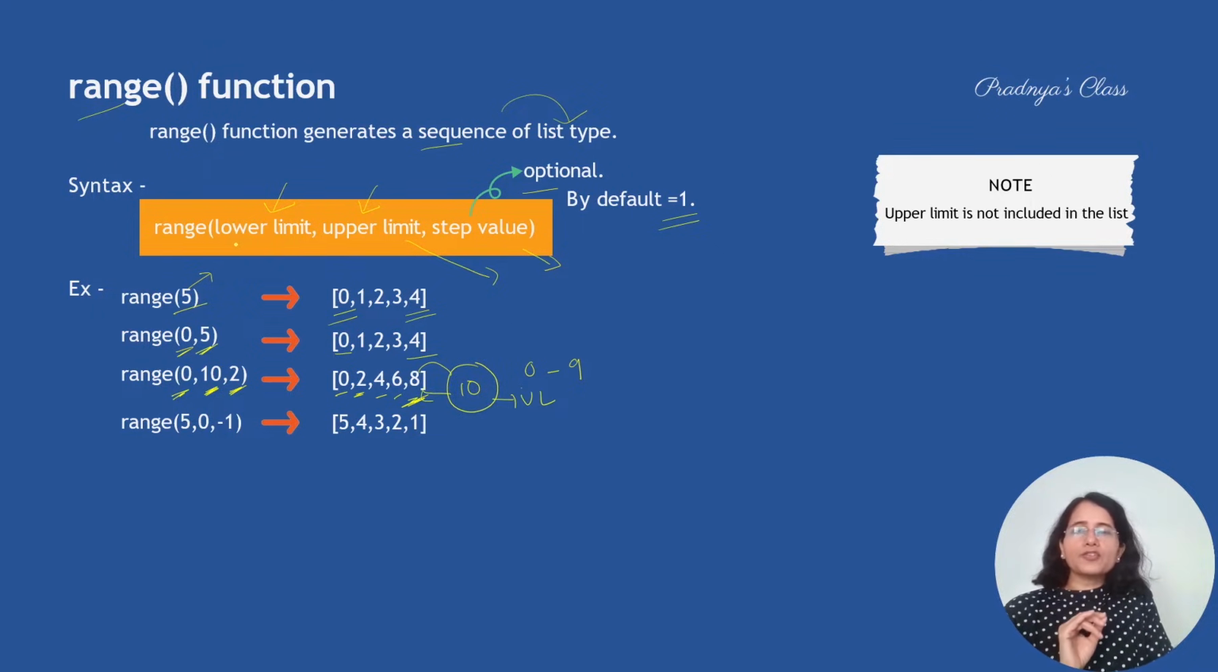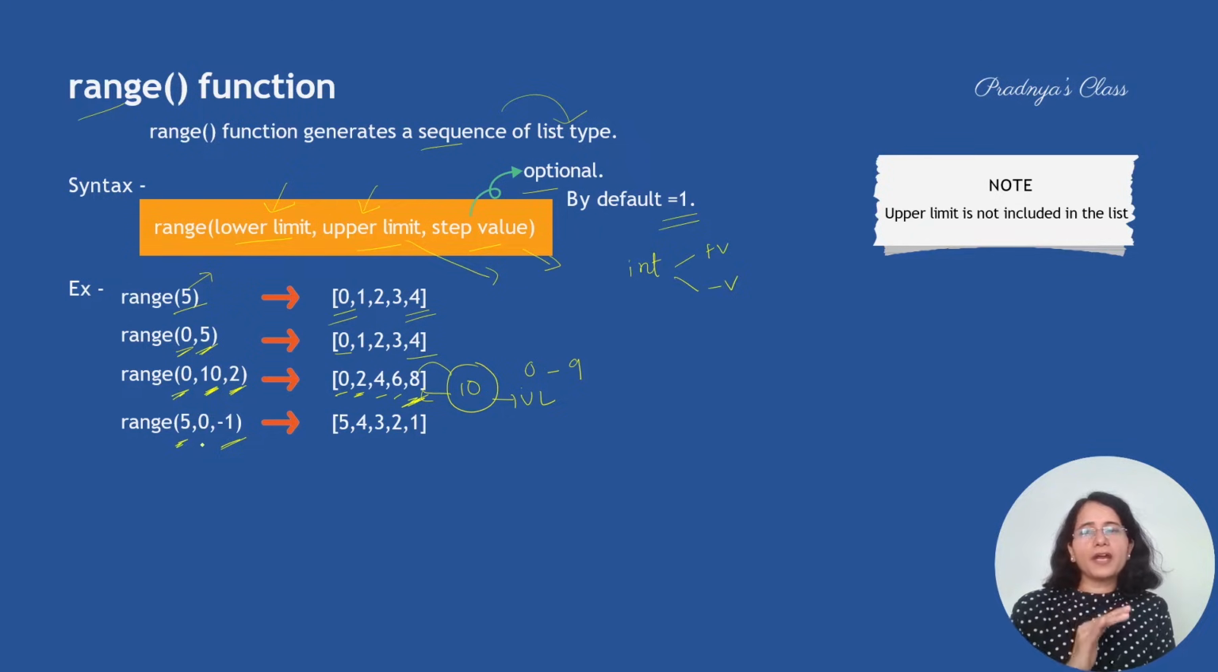All the parameters of the range function should be integer, and you know integer can take positive value as well as negative. So you can write negative step also, but it should start from the bigger number and should go to the smaller number. So now the list will be from 5 to 1.